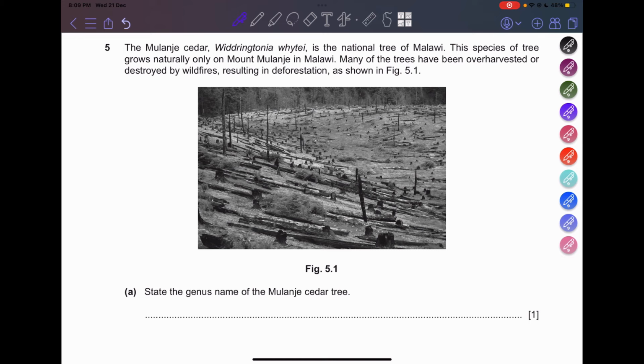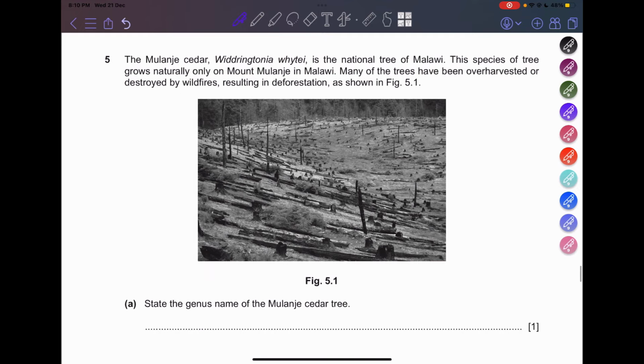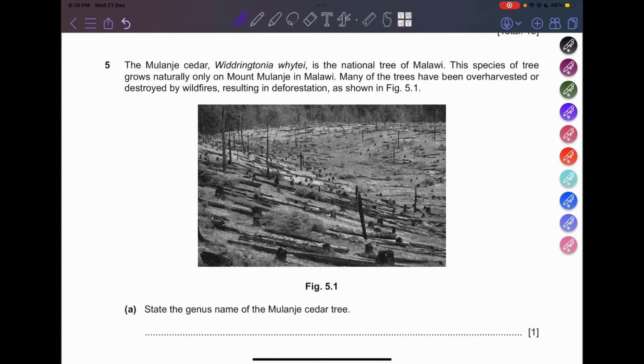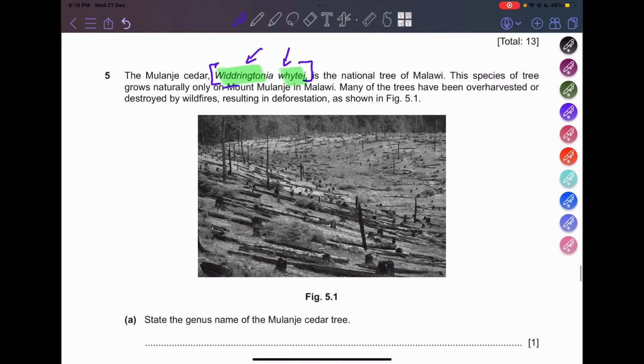Over here they're asking the genus name of a species of a tree. Of course, if you want to get the genus name, you're going to write down the first word. Over here, this is the species name and this is the genus name. The genus name is always the first word, and this is the second word. This is the species name. So we're going to write down this word, the first word.